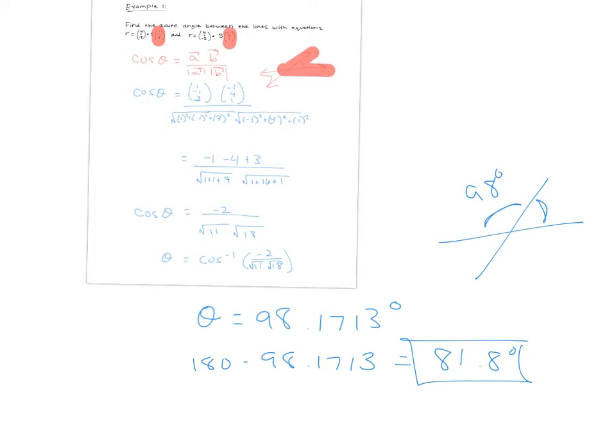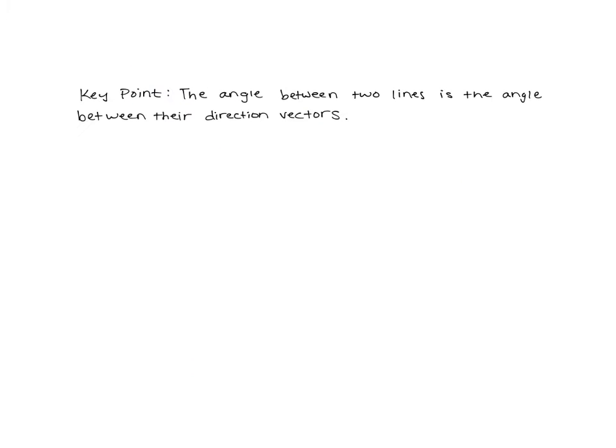Because really, when we're talking about the angle between two lines, we have both angles. We have this angle right here and this angle right here. They're both the angle between the two lines, but one is obtuse and one is acute. So we need to make sure we found the acute one. So here's our key point. Whenever we're trying to find the angle between two lines, we're finding the angle between their direction vectors. And once we do that, we can just use our formula that we know for finding the angle between two vectors.